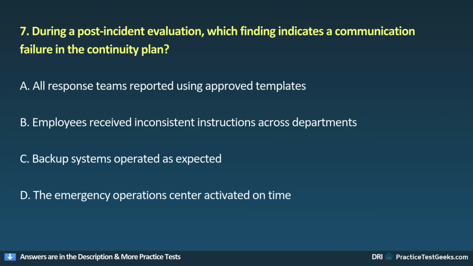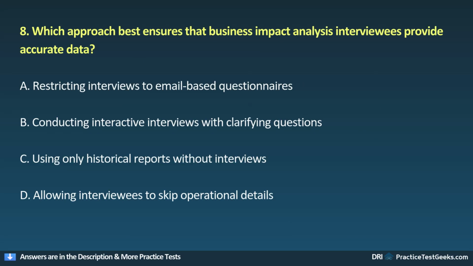7. During a post-incident evaluation, which finding indicates a communication failure in the continuity plan? A. All response teams reported using approved templates. B. Employees received inconsistent instructions across departments. C. Backup systems operated as expected. D. The Emergency Operations Center activated on time.